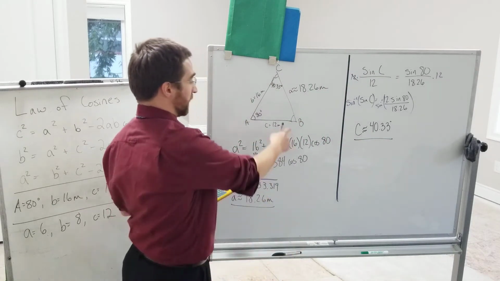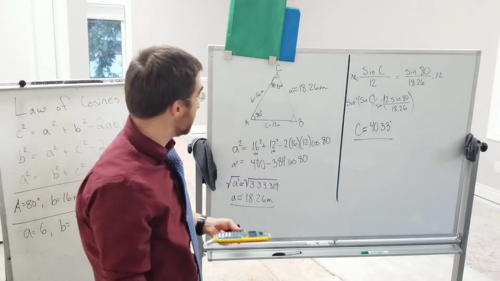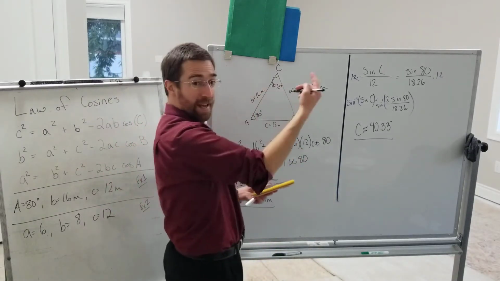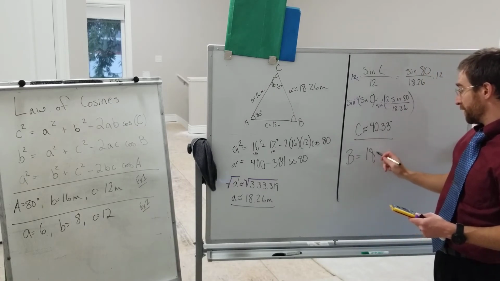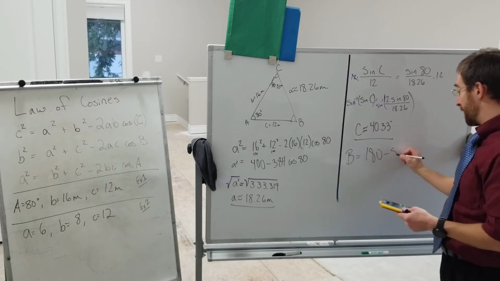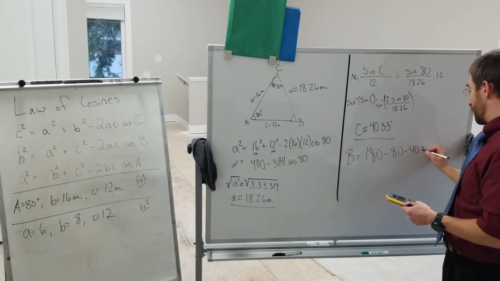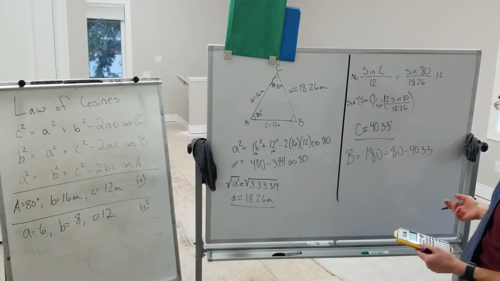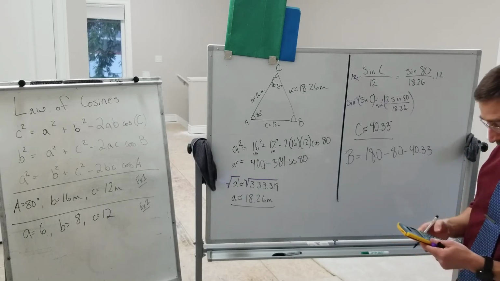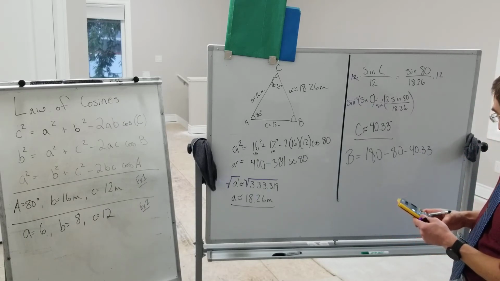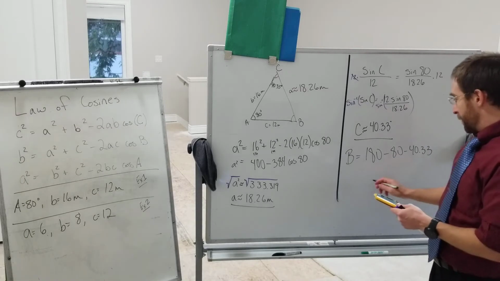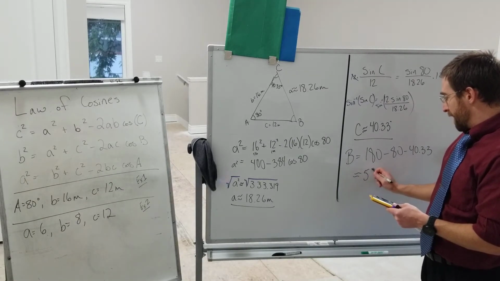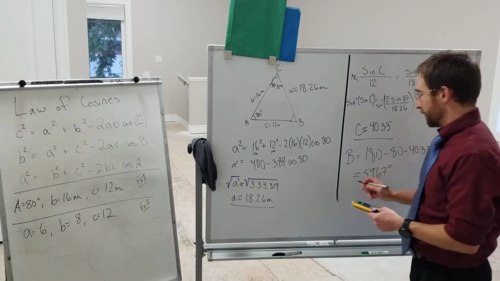And lastly, I want to find angle B. To find angle B, I'm just going to go, well, these three need to add up to 180. So angle B is going to be 180 minus the other two angles. Minus 80 minus 40.33, which is going to be what? 59.67? I'm going to double check that, if I can plug this in properly. Yeah, 59.67. So it's about 59.67 degrees.